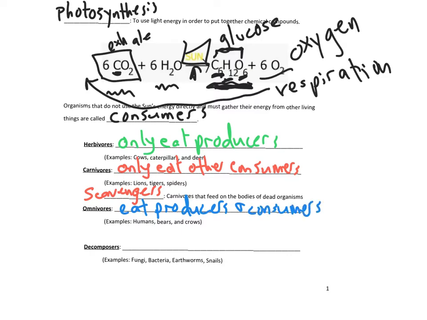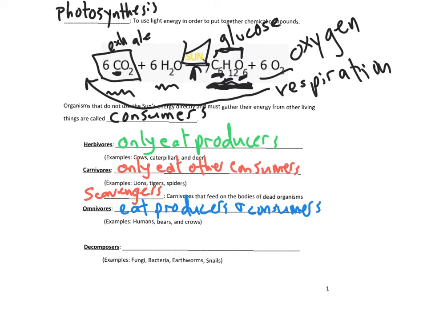Okay, and we can be considered omnivores. Bears can be considered omnivores, and crows. All right, the big black birds that'll actually store nuts and other food, and also eat other living organisms that are non-producers.